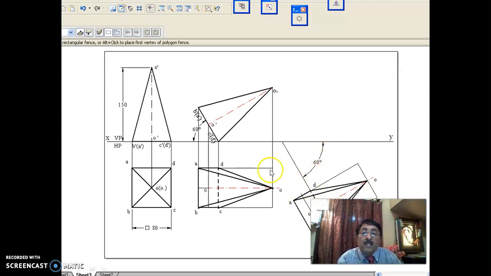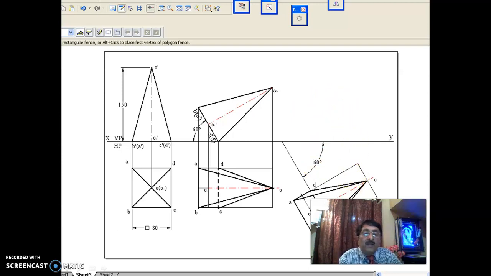Now the problem is a square pyramid of sides 80 and height 150 resting on one of its base edges on HP with base inclined at 60 degrees to HP, and the edge on which it is resting is inclined at 60 degrees to VP. This is the problem. And now we have to write the final stage in this position. How exactly it appears in the front view has to be drawn.